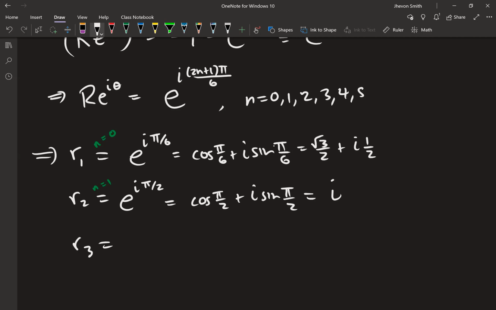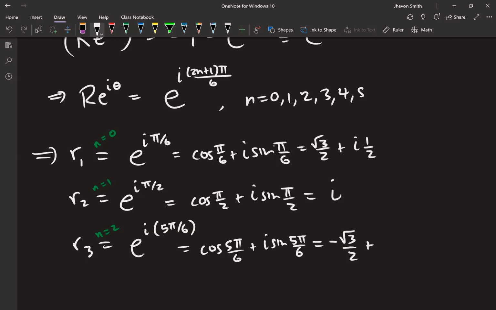My third, this is when I plug in n equals 2. This would be e to the i, and then I would have 5 pi over 6. So this is going to be cosine of 5 pi over 6 plus i sine of 5 pi over 6. Now, cosine of 5 pi over 6 is going to be the same absolute value as cosine of pi over 6. However, since 5 pi over 6 is in the second quadrant, the cosine gives us negative. So this is minus radical 3 over 2. The sine function, though, is going to be the same, so it's, again, going to give me a half.